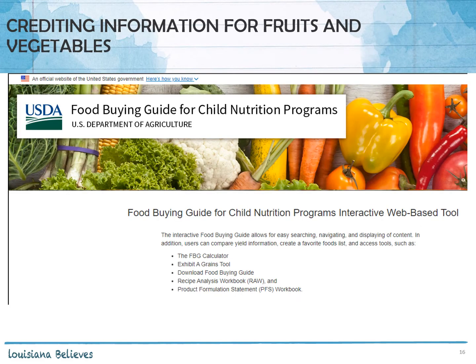Menu planners should use the USDA Food Buying Guide for Child Nutrition Programs to determine how to credit different items within their component groups. For example, how do you know how much of an orange to serve to provide half of a cup of fruit? 1 orange is not necessarily a half cup of fruit. It depends on the size of the fruit.